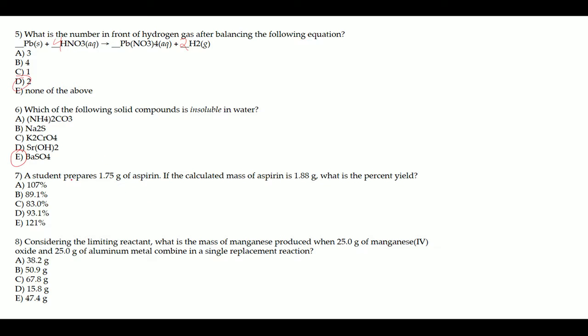7, the student prepares, so that's experimental or actual. They've calculated, so that's theoretical, 1.88. So actual over theoretical times 100. And so here that's 1.75 divided by 1.88 times 100. And that should give us D.